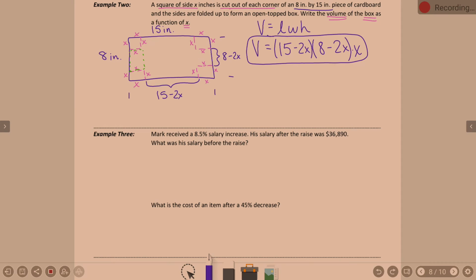Okay, let's talk about Mark. Mark received an 8.5% salary increase. His salary after the raise was $36,890. What was his salary before the raise? You multiply by 0.85. No, just kidding, times 8.5. Alright then. I'm done.